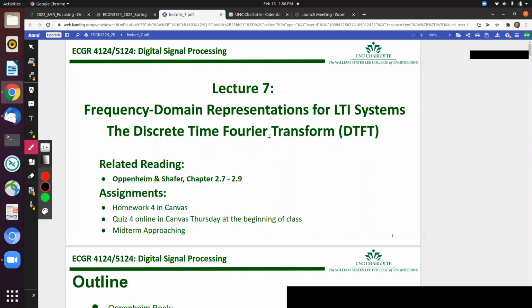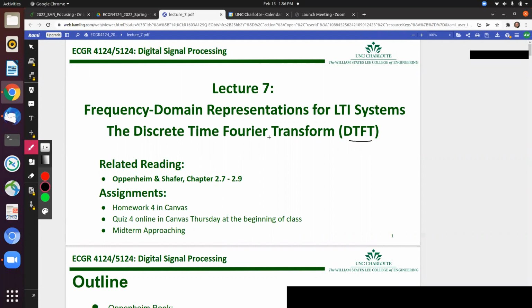Let's see, we've lost our cursor again. By the way, we just had the opportunity to complete quiz 3. Homework 4 is available to you. Homework 4 covers some of this stuff that we've been working on, but it continues on into the discrete time Fourier transform, which is the subject of this lecture. Both the forward discrete time Fourier transform and the inverse discrete time Fourier transform.